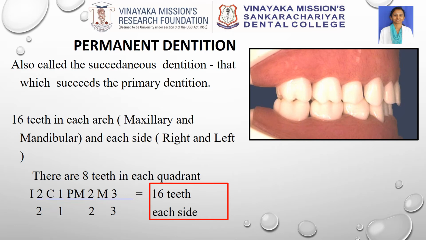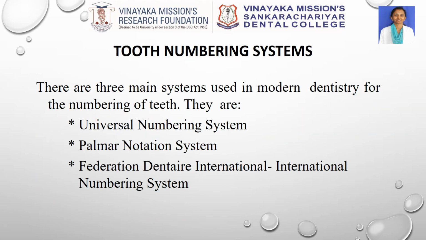The dental formula of permanent dentition is I2/2, C1/1, PM2/2 and M3/3, and there are 16 teeth on each side of the mouth. It means that there are two incisors in the maxilla and two incisors in the mandible, one canine in the maxilla and one canine in the mandible, two premolars in the maxilla and two premolars in the mandible, and three molars in the maxilla and three molars in the mandible. Here you should remember that premolars are present only in the permanent dentition.